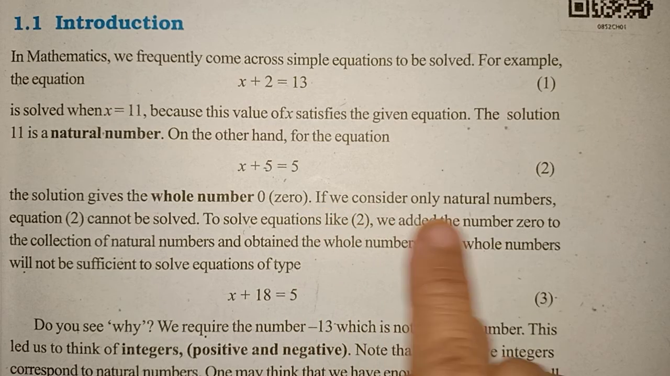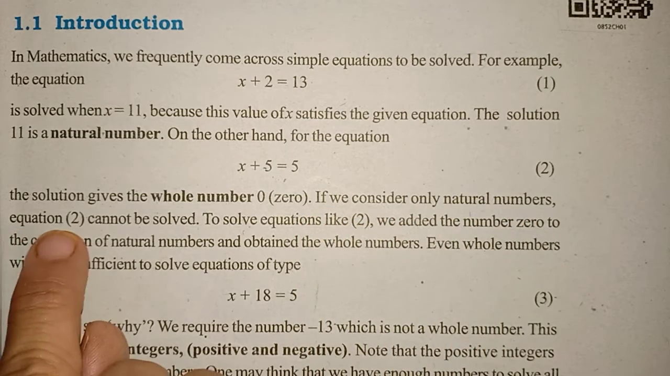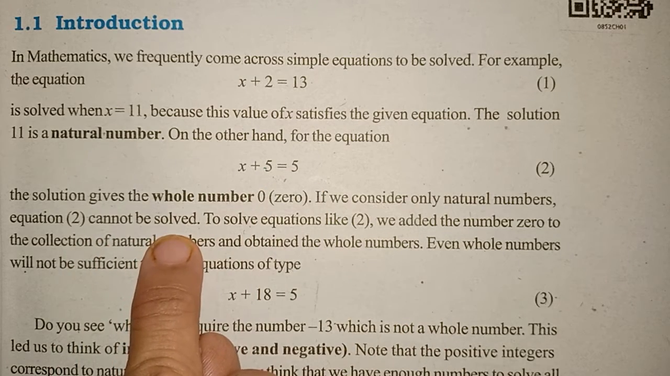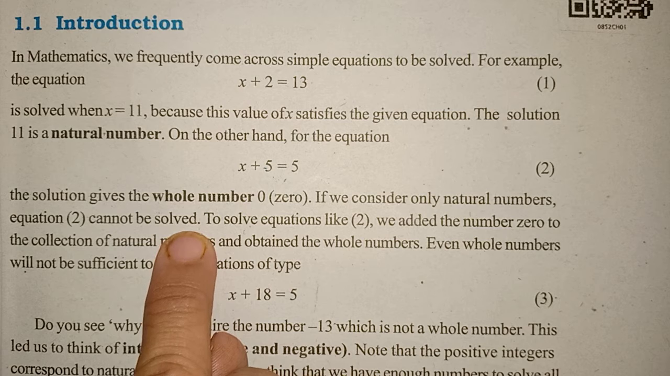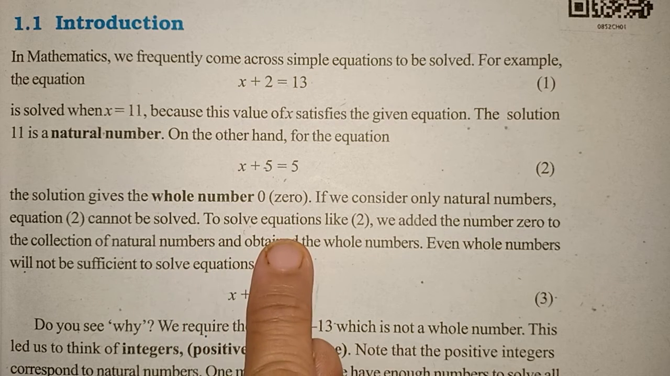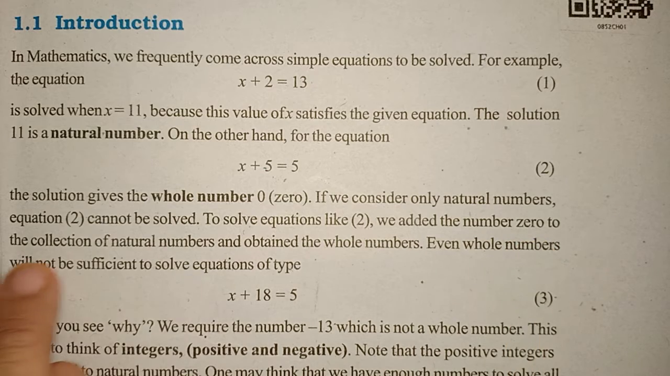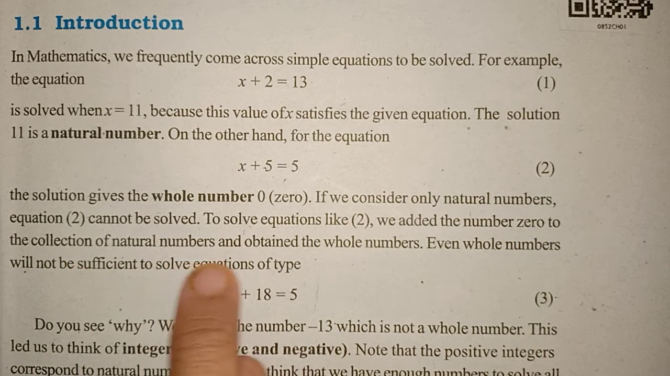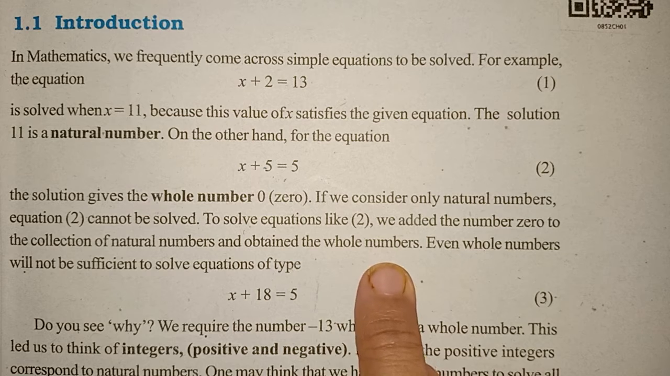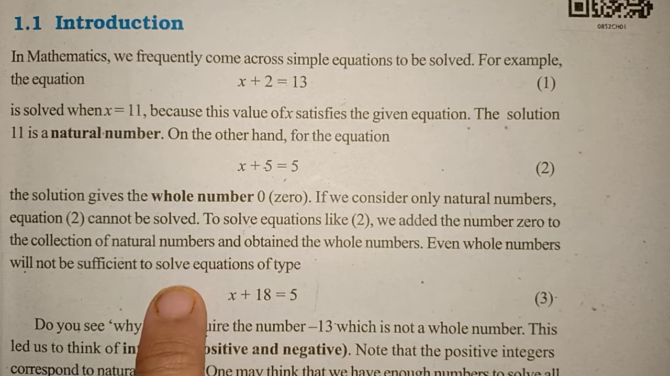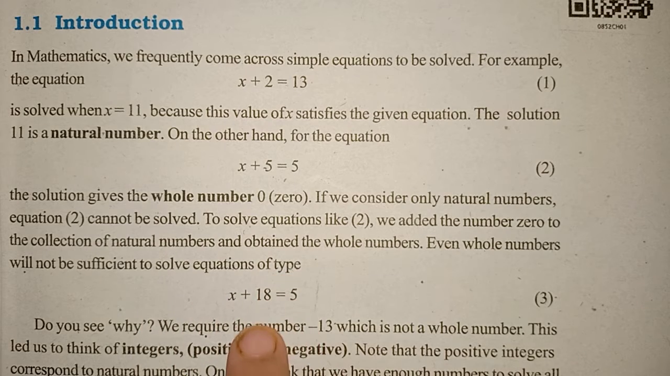If we consider only natural numbers, equation 2 cannot be solved because natural numbers start from 1 and 0 is not a natural number, it is a whole number. To solve equations like 2, we added the number 0 to the collection of natural numbers and obtained the whole numbers. Even whole numbers will not be sufficient to solve equations of type 3.